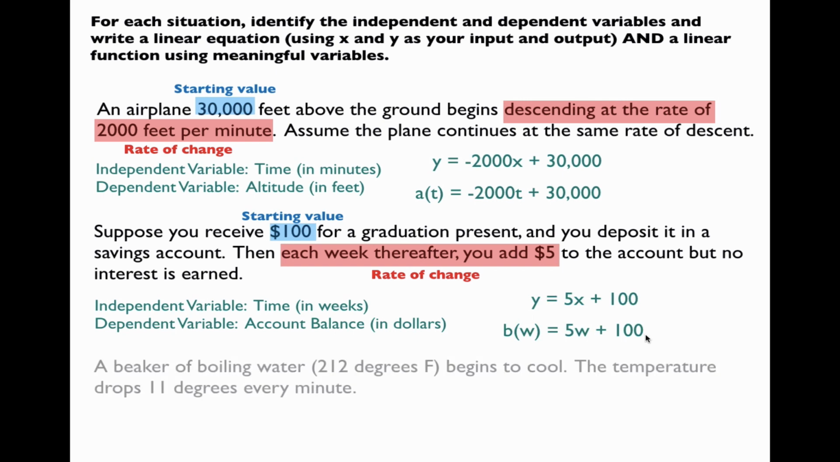All right, let's try the last one. A beaker of boiling water, which is 212 degrees Fahrenheit, begins to cool. The temperature drops 11 degrees every minute. So pause the video right now and see if you can identify the independent and dependent variables and write your two functions. Pause the video now.